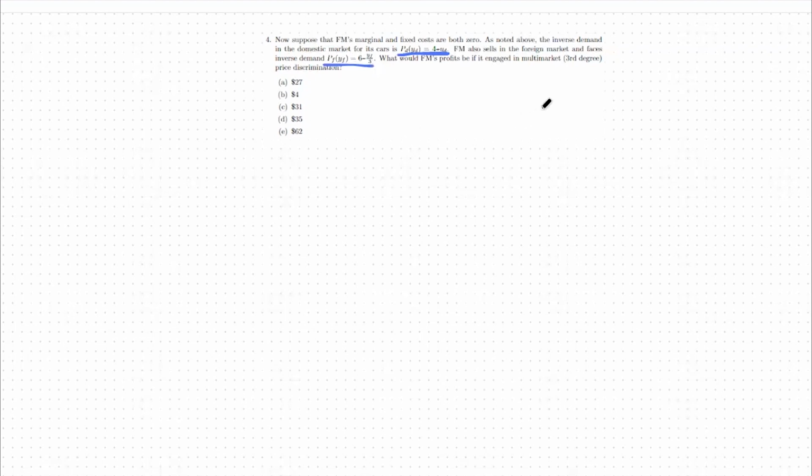So let's start off with our domestic market then. Our domestic market, again, is PD, or price domestic, is equal to 4 minus the quantity we produce domestically. And again, we're going to set our marginal revenue domestically equal to our marginal cost domestically. As noted in the question, we're going to have a marginal cost of 0. So I'm just going to put that up here on the top, marginal cost of 0.